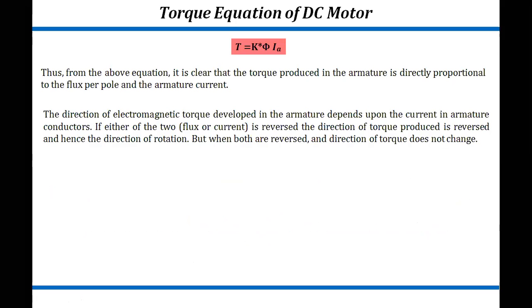From these equations we can say the torque produced in the armature is directly proportional to the flux per pole and directly proportional to the armature current. The direction of electromagnetic torque developed in the armature depends upon the current in the armature conductor. If either of the two is reversed, the torque will also reverse. But if we reverse both the magnetic flux and the armature current, there will be no change in the torque, because torque depends on both flux and armature current.